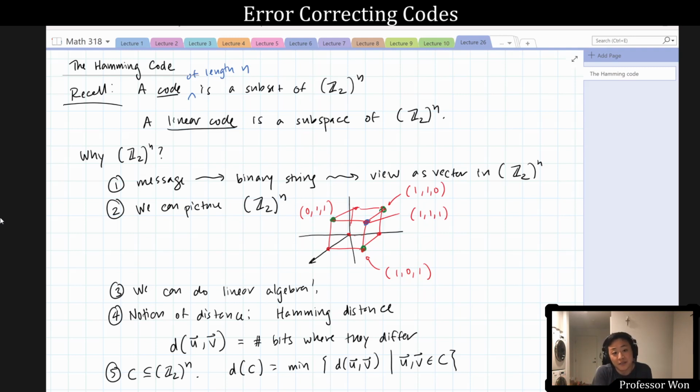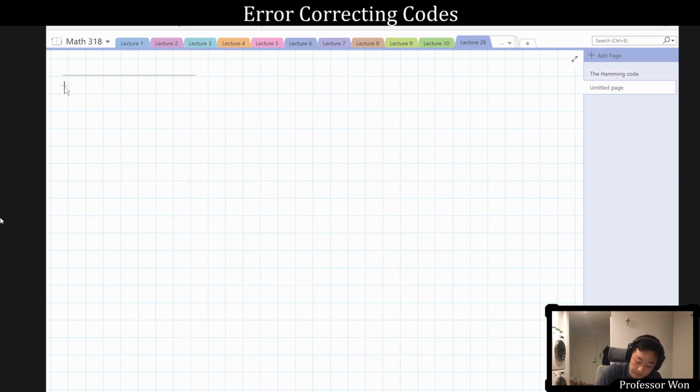That's why it makes sense to call any subset of Z_2^n a code, because you could do this with any subset. Just make sure that you pick vectors that are far apart from one another. Again, the point of choosing linear codes is because then you have the power of linear algebra to help you. Okay, so now I'm going to introduce a new definition that I didn't introduce last time.